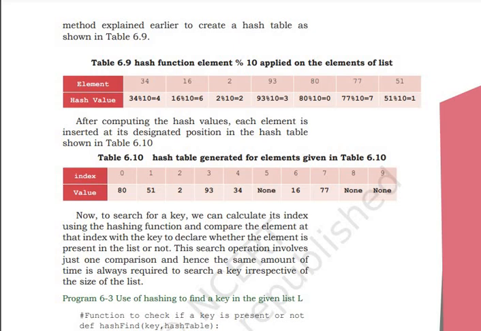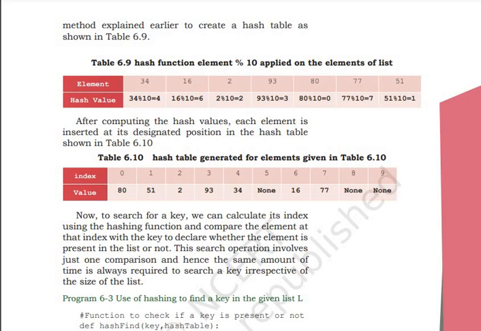I am searching for 71. 71 mod 10 is 1. So what is the value at index 1? Only compare with that value. At index 1 we have 51, and I am searching for 71. Both are not the same, so the element is not found. This involves just one comparison. The same amount of time is always required to search a key irrespective of the size of the list. That is the advantage here.